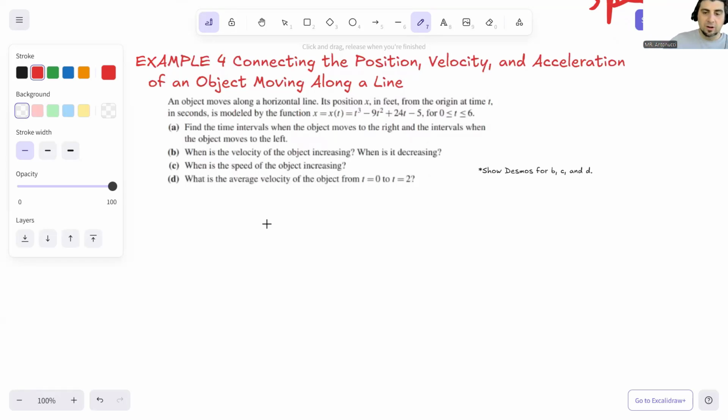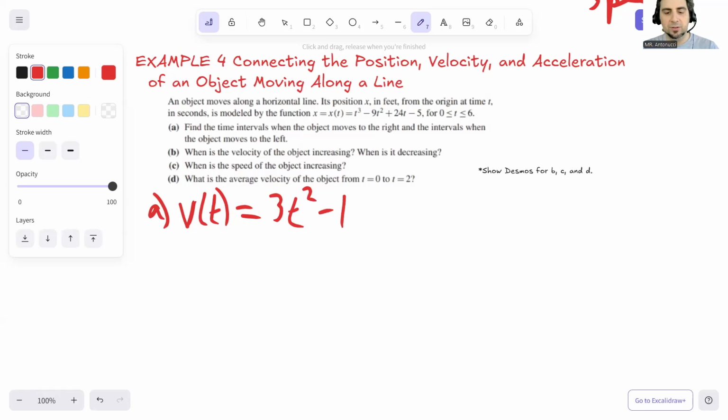So for number 4 here, we have an object moving along a horizontal line again. x of t is t cubed minus 9t squared plus 24t minus 5 for 0 to 6. We want to find the intervals where the object's moving to the left. So for this one, to figure out where it's moving to the left, we've got to look at the velocity function. So for part A here, the velocity function is the derivative, so 3t squared minus 18t plus 24.